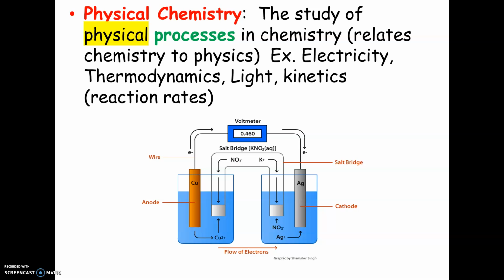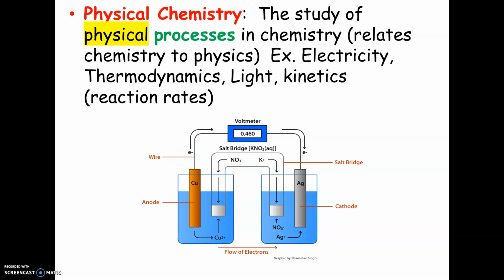Also thermodynamics. If you think thermo, that's heat. So you could look at substances that absorb heat well, the conduction of heat, heat given off by substances reacting, things like that. Light, because we know that reactions produce light. We know electricity produces light. Kinetics, which is actually the rates that reactions happen at. So physical chemistry, definitely physical processes. And again, think kind of chemistry and physics.